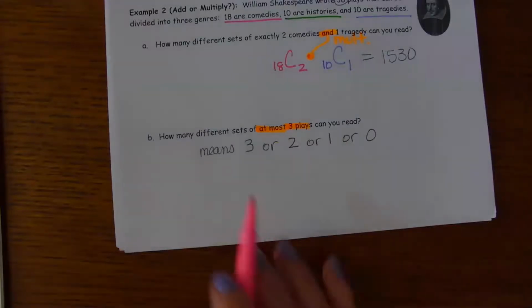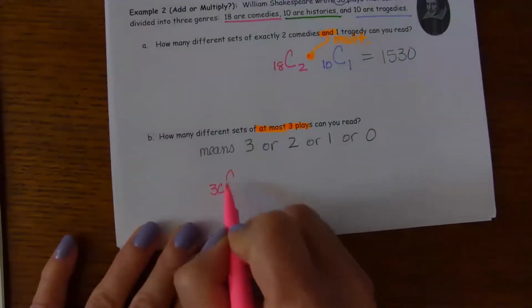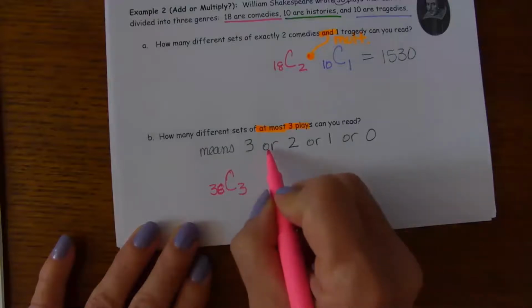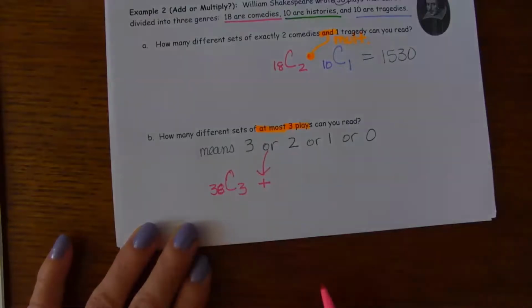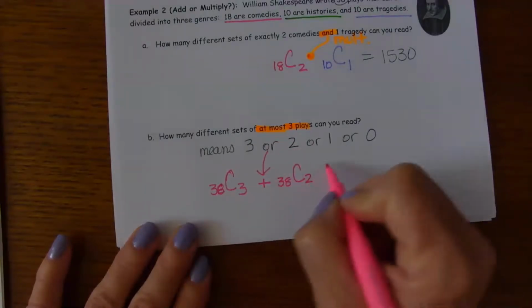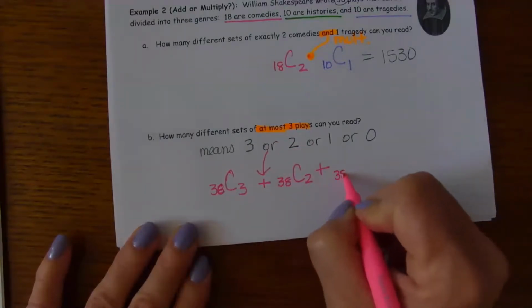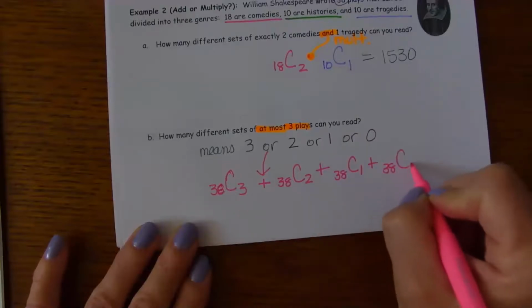So I'm going to have to write these up. How would I read 3 plays? What would that look like? 38 C3, or means what? Plus 2 would be what? 38 C2 plus 38 C1 plus 38 C0.